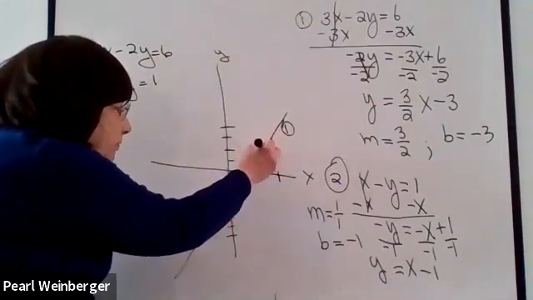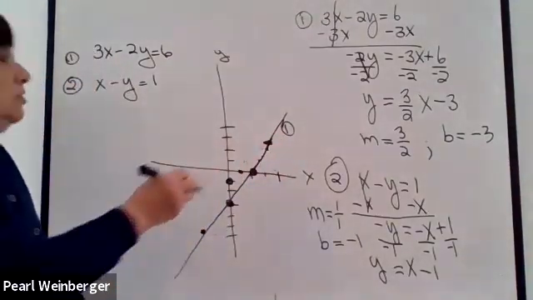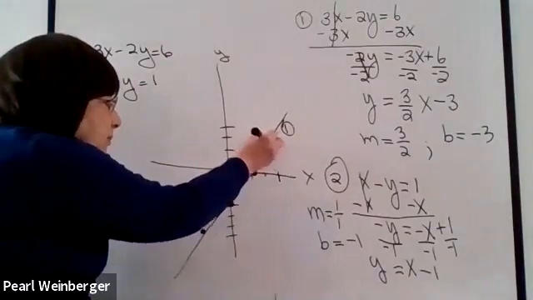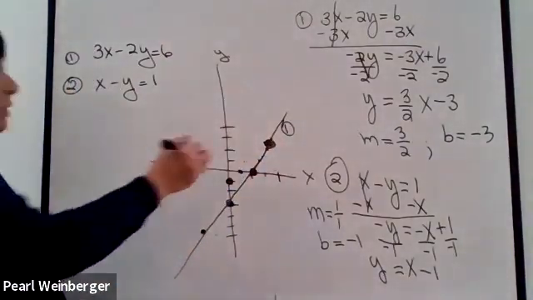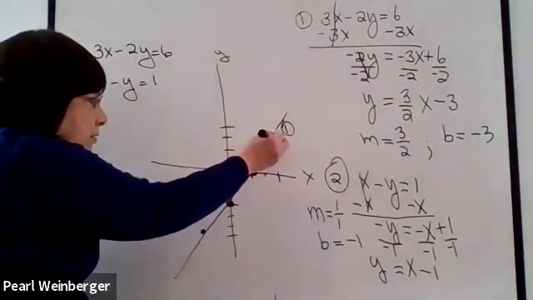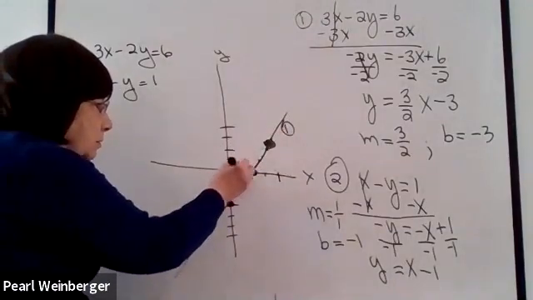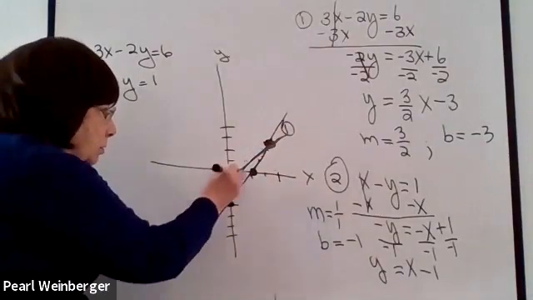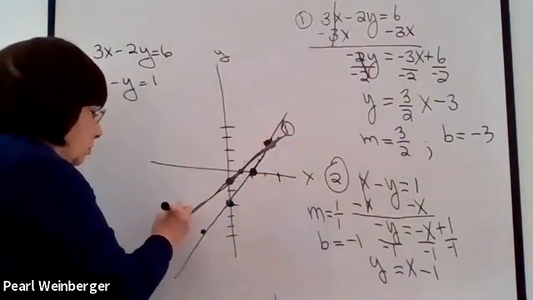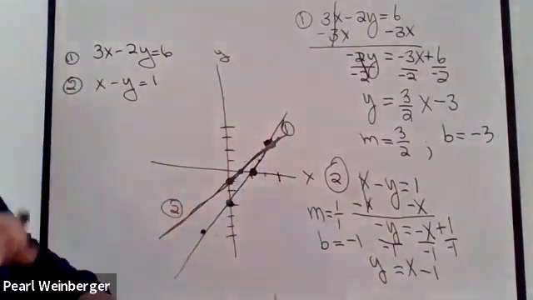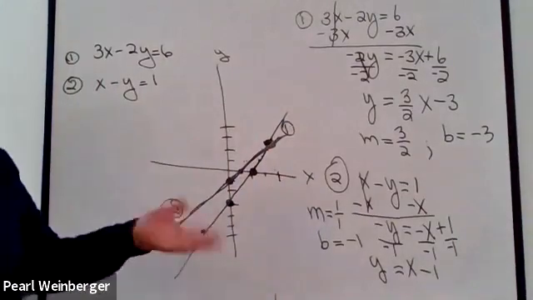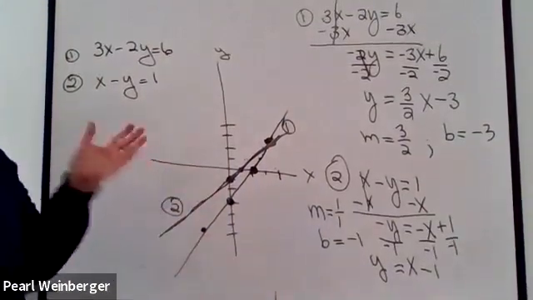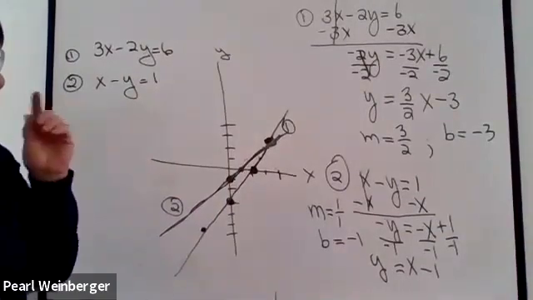If I had a piece of graph paper, this would have worked out much nicer. It looks like it's about over here, which means this line looks like this. Here's line 2. And these two lines look like they meet. It looks like this is a consistent system of equations.